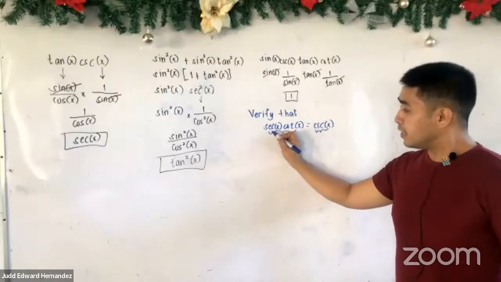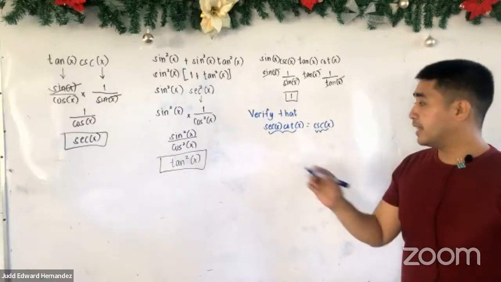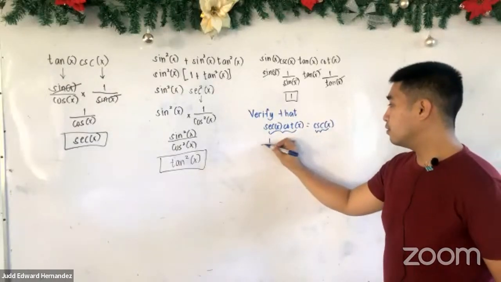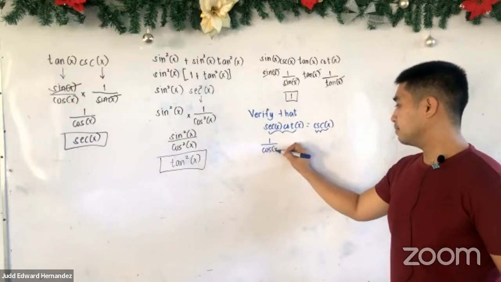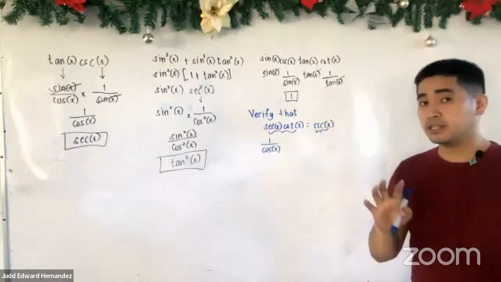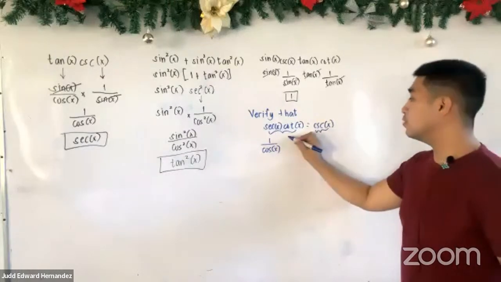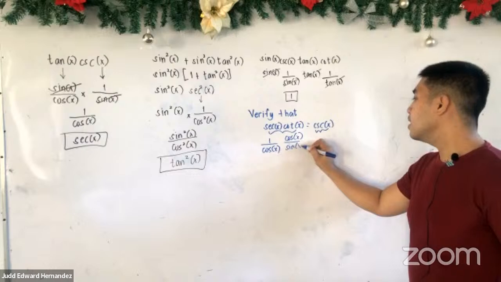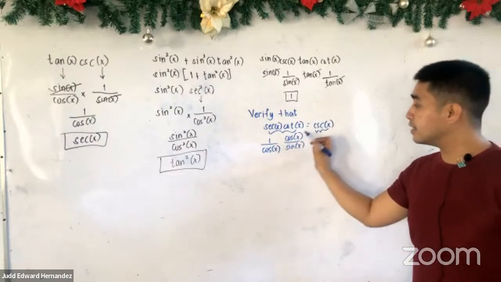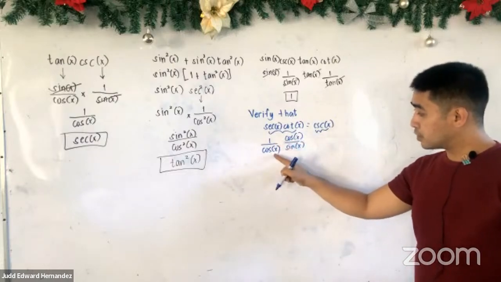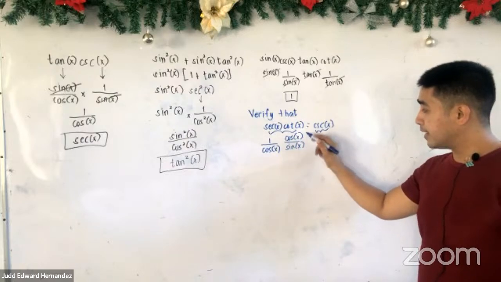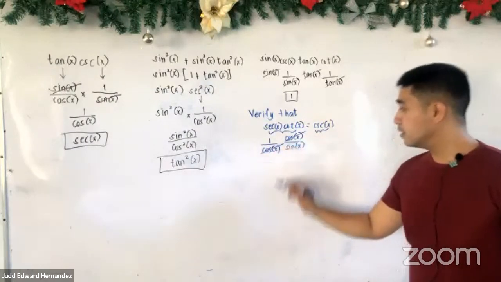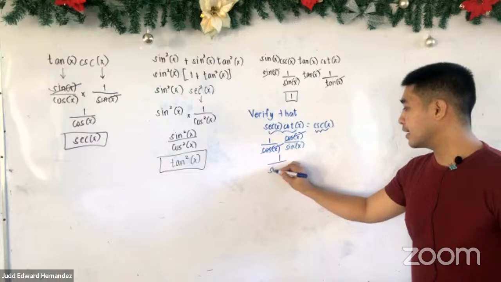So secant of x is a reciprocal identity which is equal to 1 over cosine of x. While cotangent of x is a quotient identity which is equal to cosine of x over sine of x. Simplifying, we could say that this is 1 over cosine of x times cosine of x over sine x. This will cancel out and we're left with 1 over sine of x.